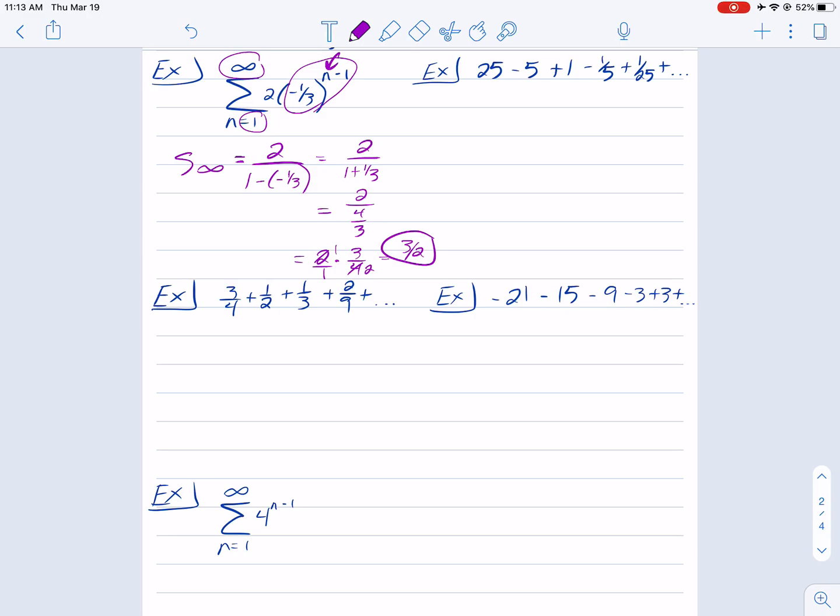Okay, for our next example, it's geometric again. The ratio is -1/5 because it's alternating positive, negative, positive, negative. And we plug this into our infinite geometric series formula. 25 is our first term. 1 minus -1/5. Again, this negative negative is going to become positive. So 1 plus 1/5 gets us 6/5. And when you multiply by the reciprocal, you would get 125/6.